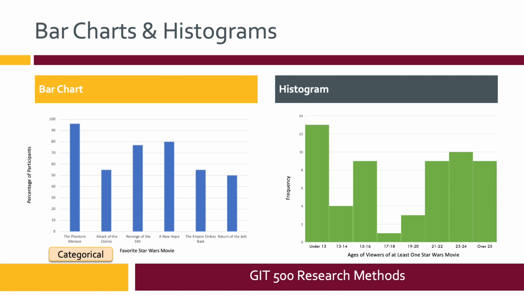The other thing you see is that each of those categorical values, the movie titles themselves, is separated by a space. So they're spaced out. You can clearly see each one.